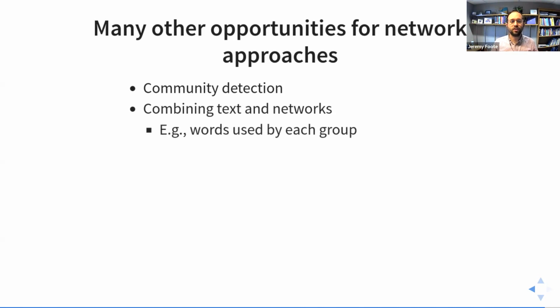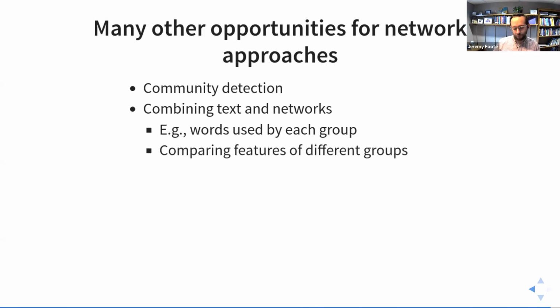So for example, you might look at how words are used differently, or how the topic is framed differently by each group, based on who the nodes are that are in the group, right? You could do some computational text analysis of the words that are used and how they differ between the groups and how they're talking about a topic. We might compare as well features of the different groups, of the people within them, etc.